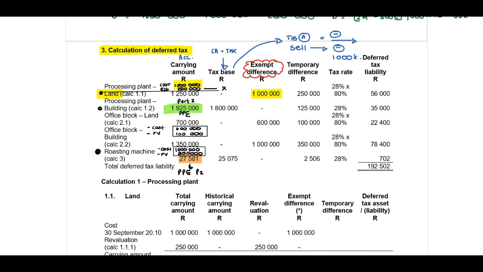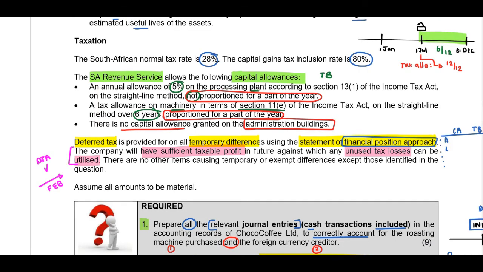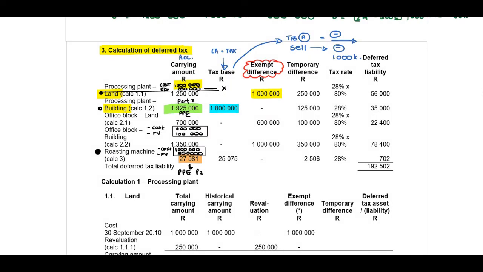Now let's move on to our building. We have our carrying amount. We need to calculate our tax base. They've indicated to us 5% per year. And if we look at the information, 5%, not proportioned for part of the year. Therefore, not proportioned for part of the year.